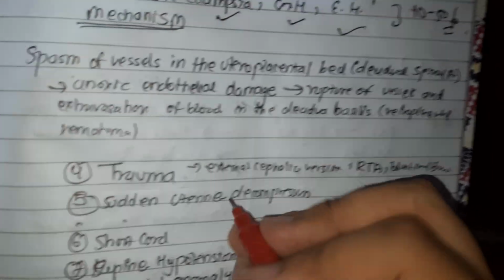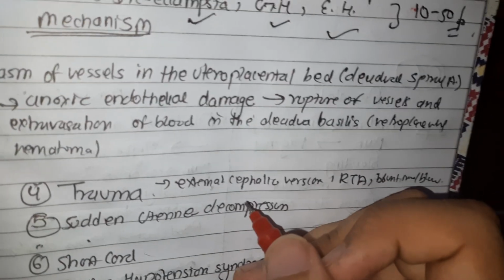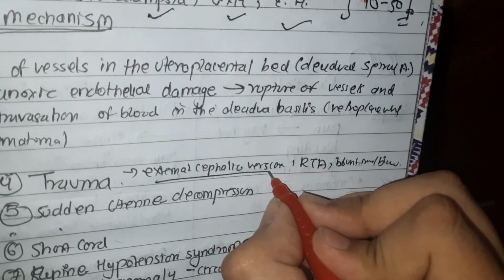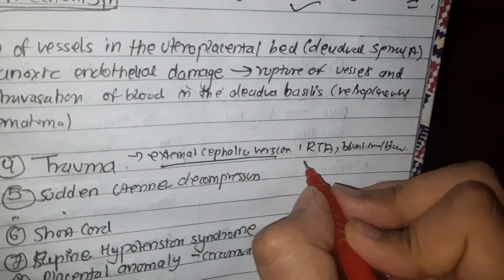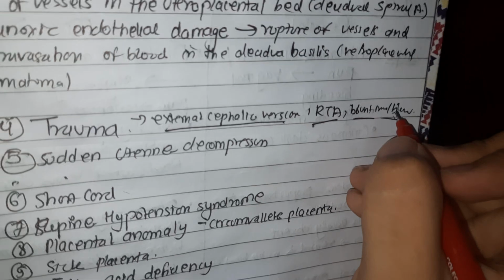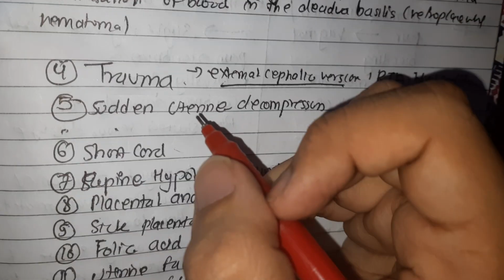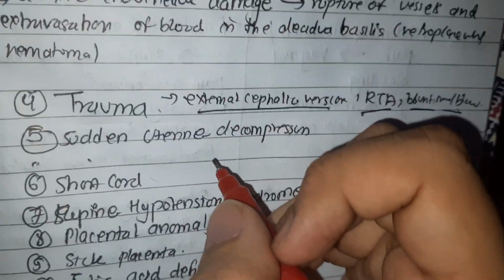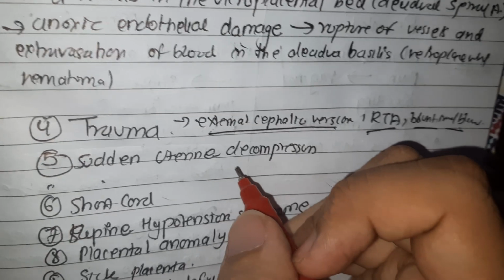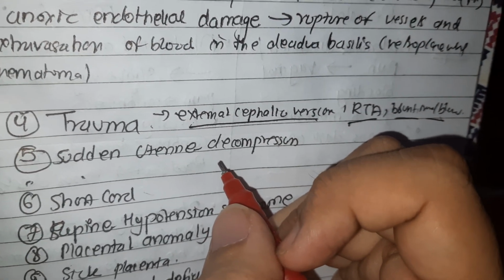And traumatic separation of the placenta usually leads to marginal separation with escape of blood outside. The trauma may be external cephalic version, especially under anesthesia using great force, road traffic accident, blunt trauma or a blow on the abdomen, and the needle puncture at amniocentesis might cause abruptio placenta. And even sudden uterine decompression leads to diminished surface area of the uterus adjacent to the placental attachment and results in shearing of the placenta.